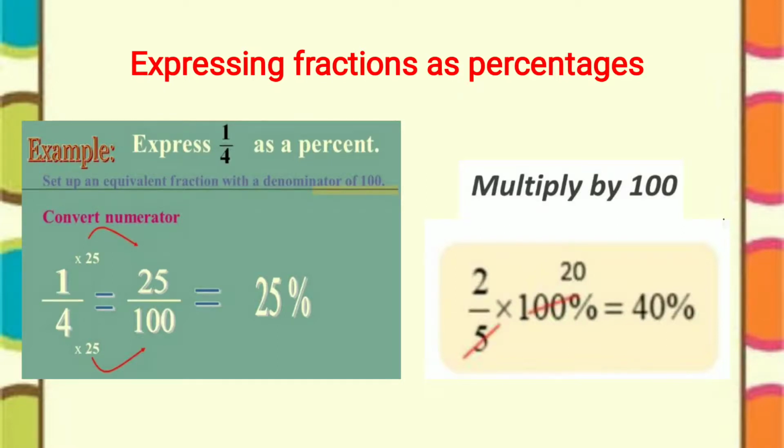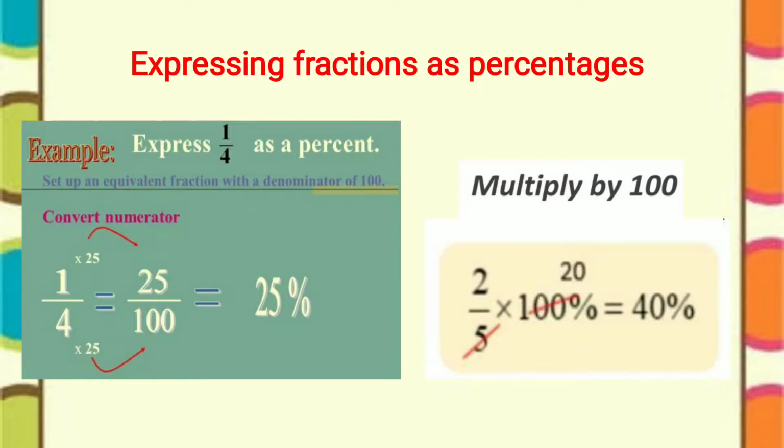So 1 into 25 by 4 into 25, you will get 25 by 100, that is 25 out of 100. In other words, that is 25%. So I have changed 1 by 4 into a percent. 1 by 4 is 25%.